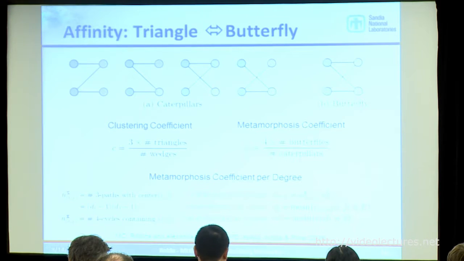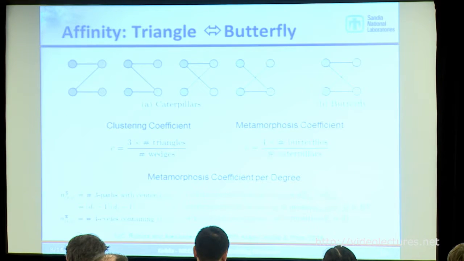So in the regular graph case, the clustering coefficient is 3 times the number of triangles divided by the number of wedges. And for what we call the metamorphosis coefficient, it's 4 times the number of butterflies divided by the number of caterpillars. That's because there are 4 possible caterpillars for every butterfly, just as there are 3 possible wedges for every triangle. And that idea dates back to 2004 in Robins and Alexander. I don't think they really had a name for it.